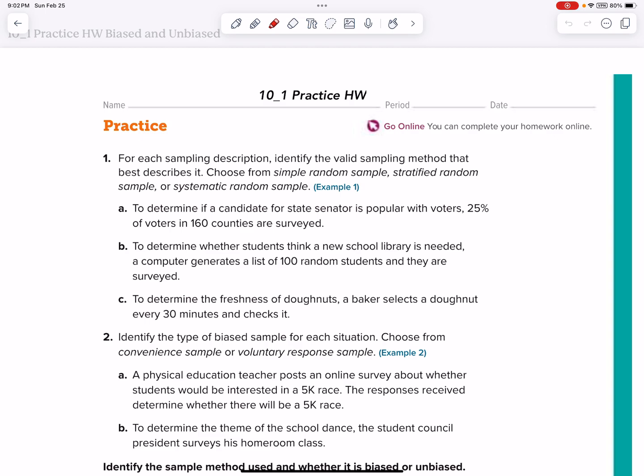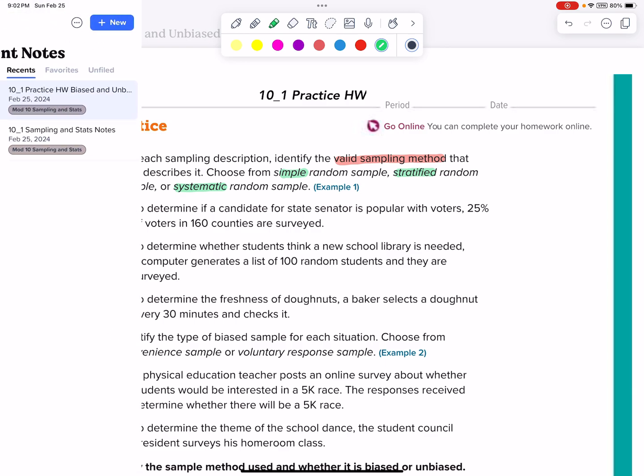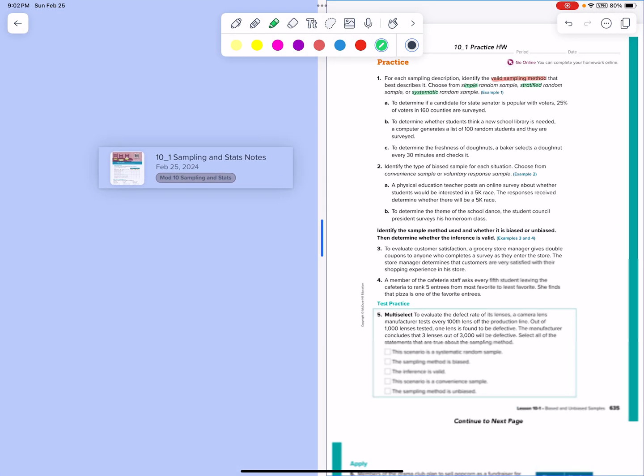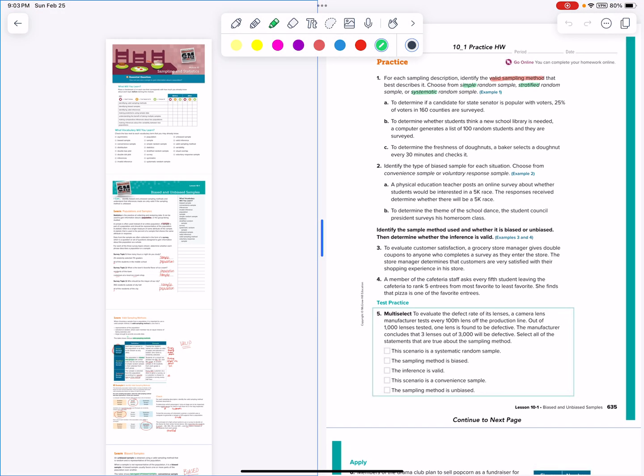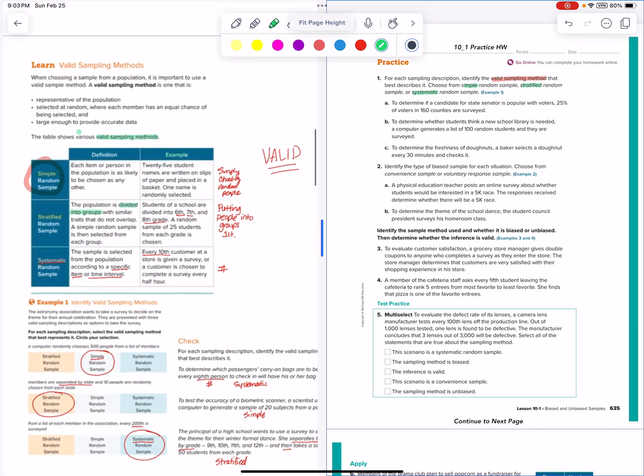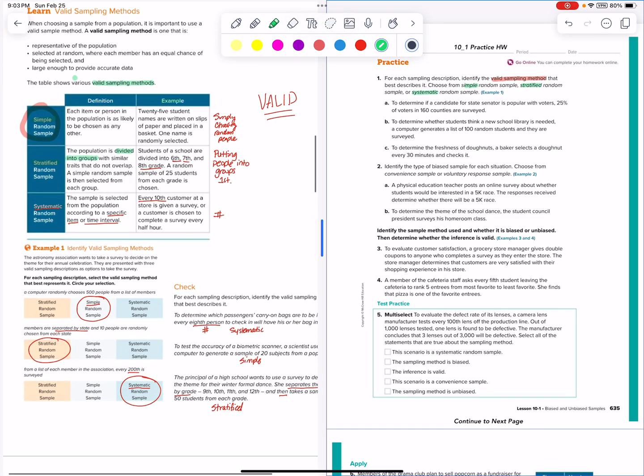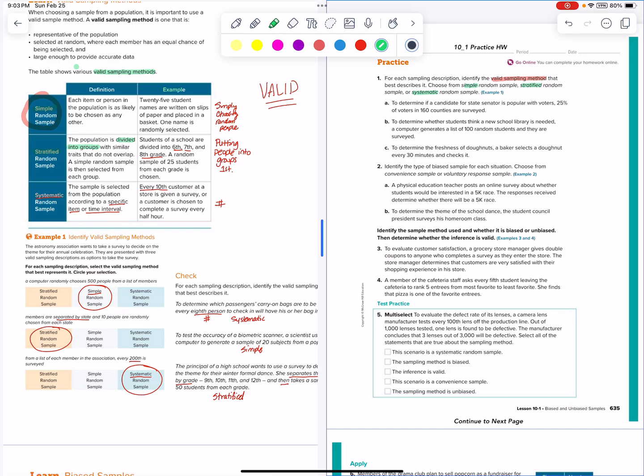So for number 1, it says for each sampling description, identify the valid sampling method. So we know that they're valid. You're just choosing, is it simple, is it stratified, or is it systematic? And so you want to go back to our other notes and probably have this out for this section, and have this table ready to go so you can be thinking about those categories.